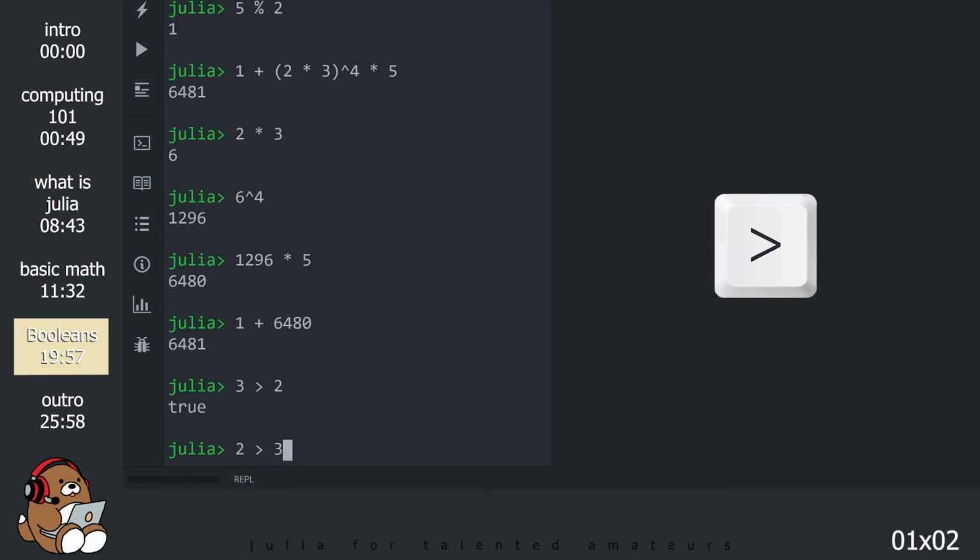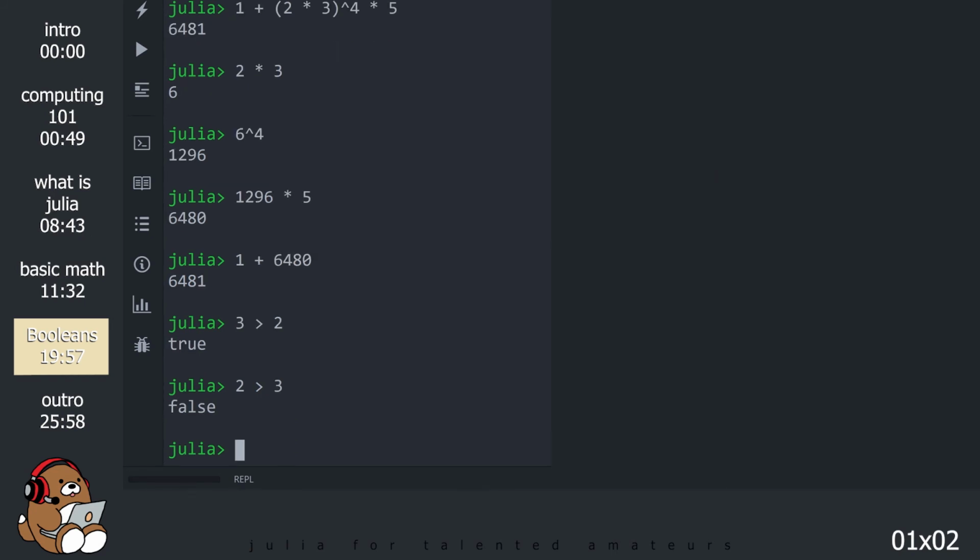This example is read, is 2 greater than 3? And of course the answer is false. In this example, this is read, is 3 greater than or equal to 3? Of course the answer is true, because 3 is equal to 3.